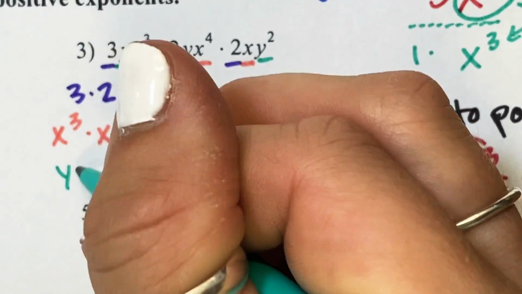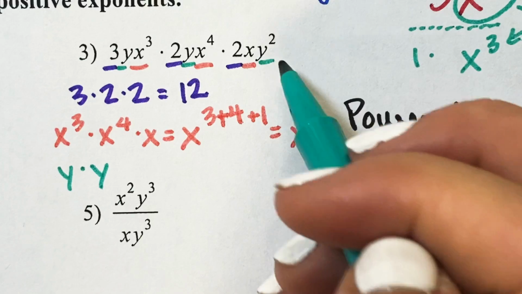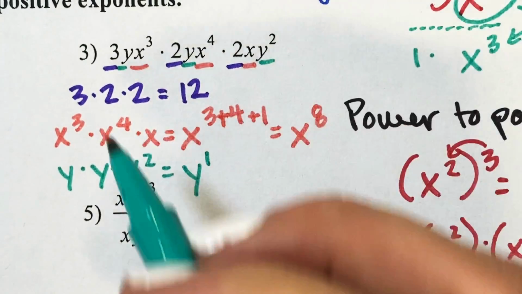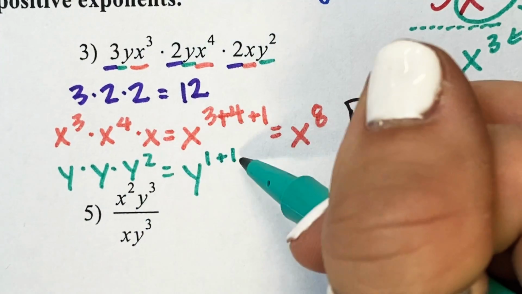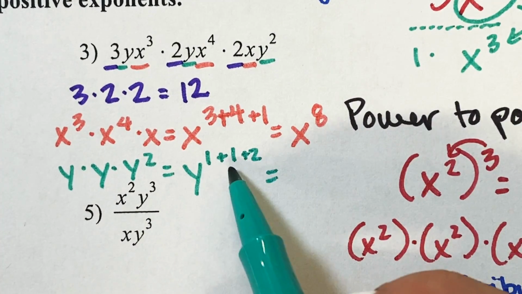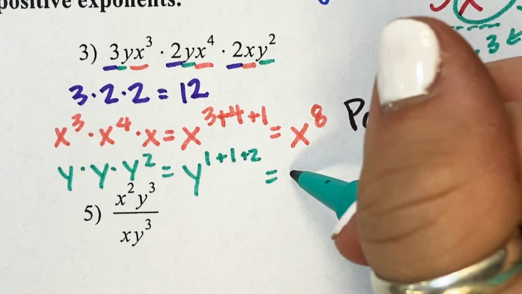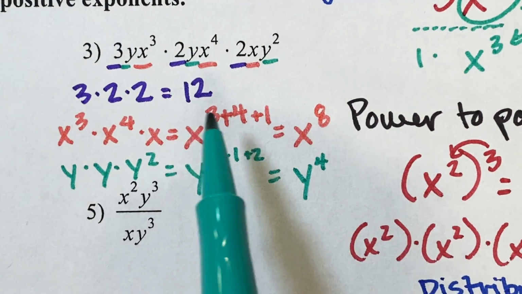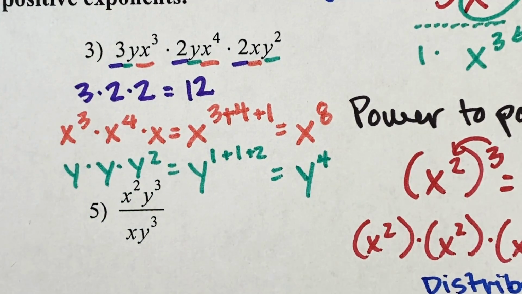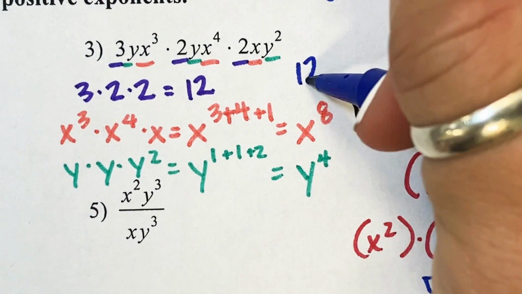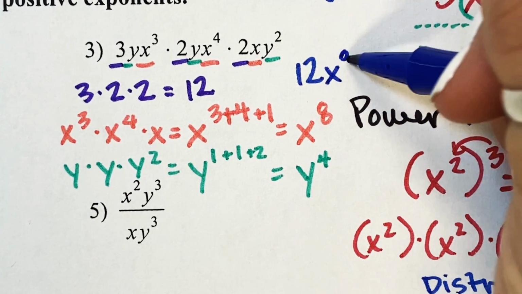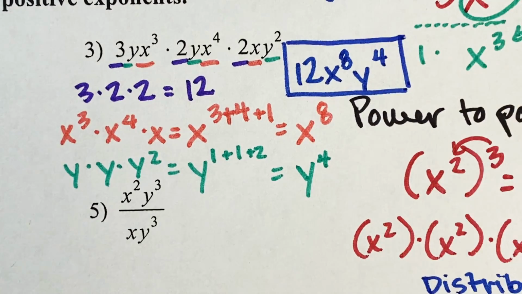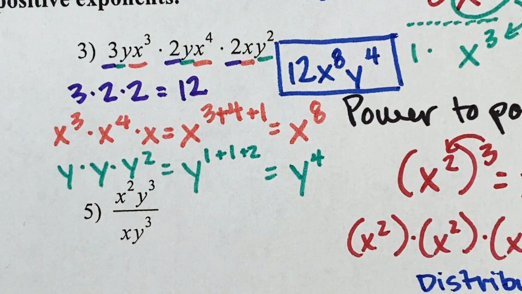So I have 1 y right there, another 1 y, and then 2 y's. So we have y to the 1 plus 1 plus 2. Okay, 1 plus 1 is 2. 2 plus 2 is 4. Beautiful. So we have all 3 of our pieces. Let's just put them together for our final answer. Okay, we have 12 as our coefficient, x to the 8th, and y to the 4th. Nice job.